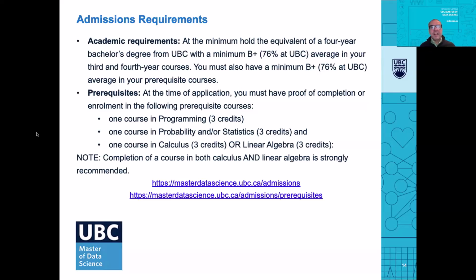The prerequisite does not have to be taken at UBC or even at your undergrad university. Maybe you have a degree in business and you've never taken a programming course. You can take a programming course at another college or university, as long as it shows up on a transcript and it's a 4-credit course. You submit the transcript to us, and that's fine. So it doesn't have to be taken at your undergrad university or at UBC even.